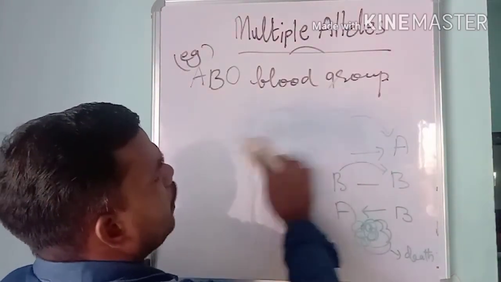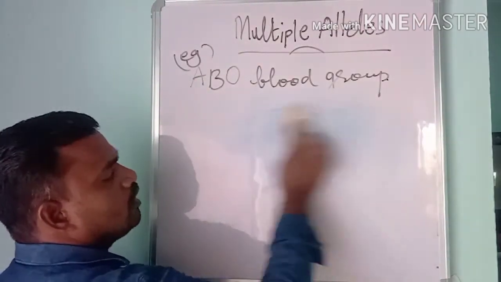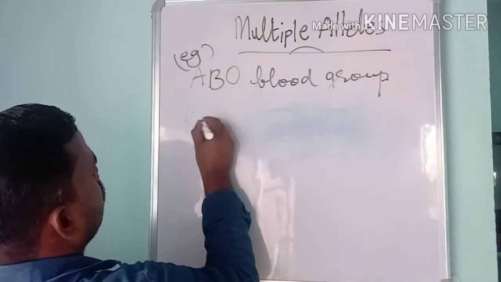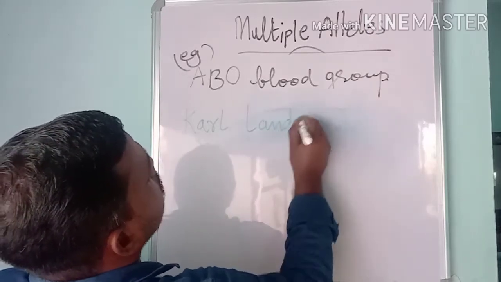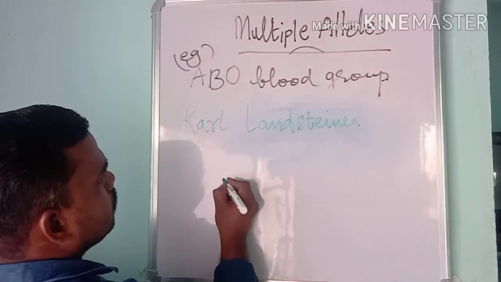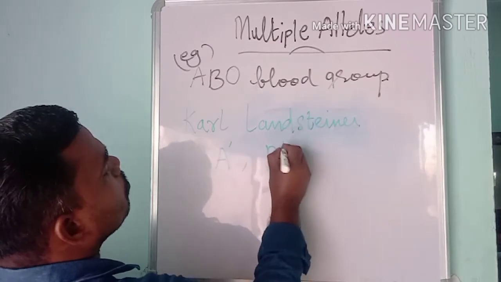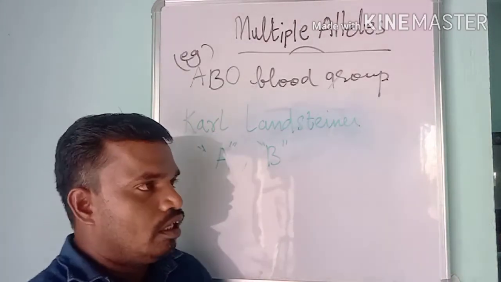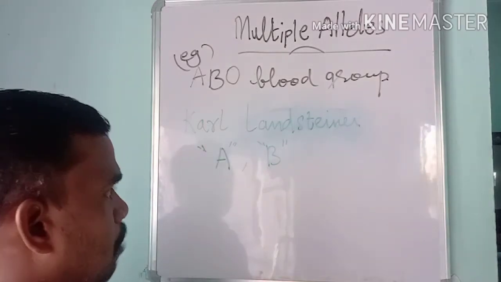Who has identified blood grouping? Who has proposed this blood grouping? Carl Landsteiner, a biochemist. Carl Landsteiner is the biochemist who identified A blood group and B blood group. These two types of blood groups were identified and informed by Carl Landsteiner.